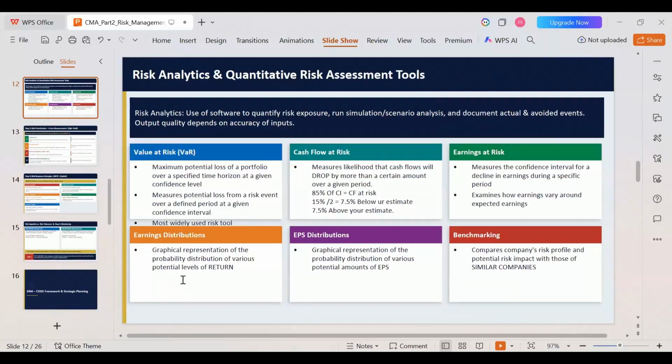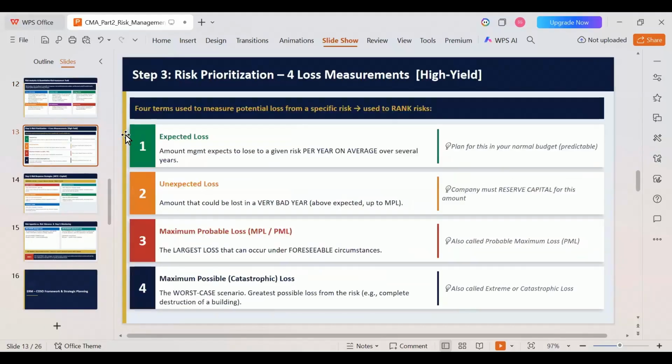So next up, we have risk prioritization. Okay.